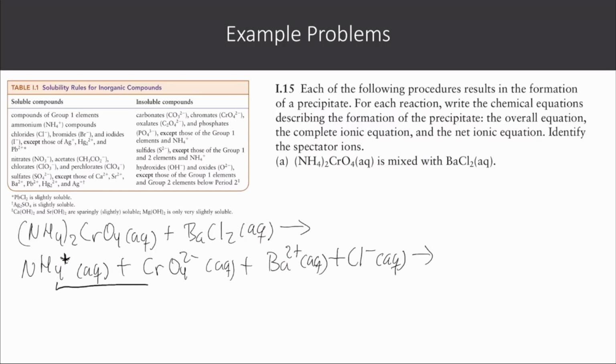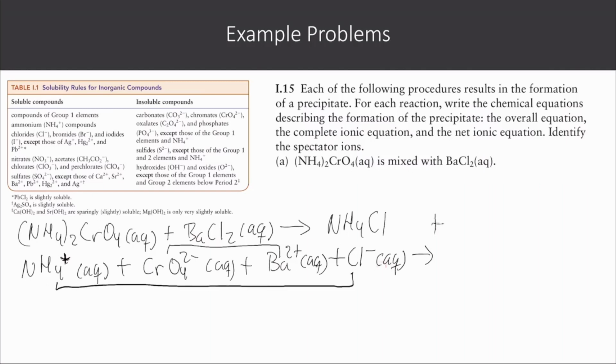So we cross the cation with the anion of the different compounds. So we get for the first one ammonium with chloride, and they have a +1 and a -1 charge. So when we cross the charges, we get a 1-to-1 ratio.